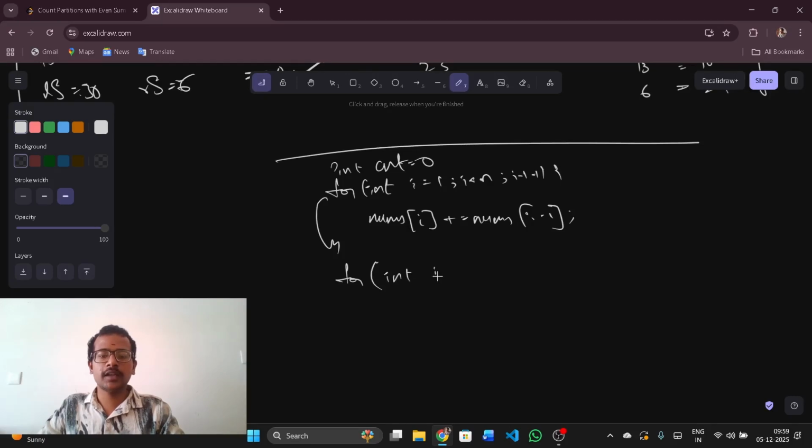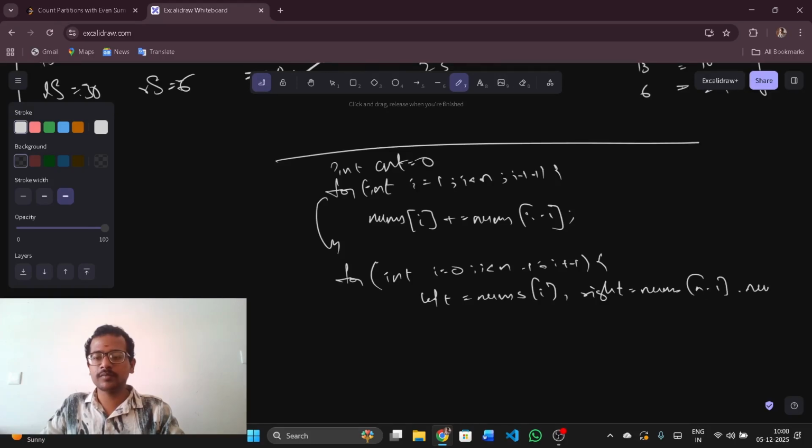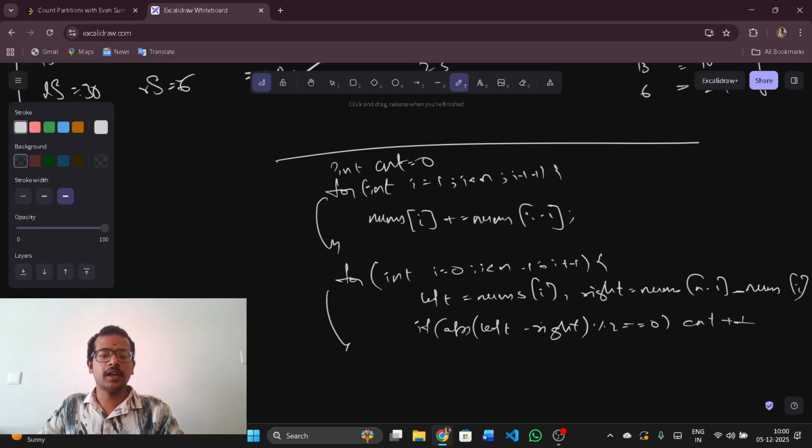For int i equal to 0, i less than n minus 1, i plus plus, left is equal to nums of i and right is equal to nums of n minus 1 minus nums of i. Now if the absolute difference of left minus right, mod 2, is equal to 0, then I'll increment the count, and I'll return the count at the end. That's how you solve this problem.